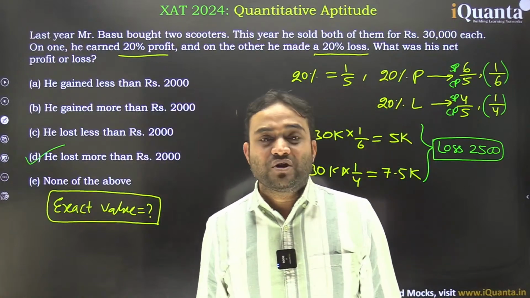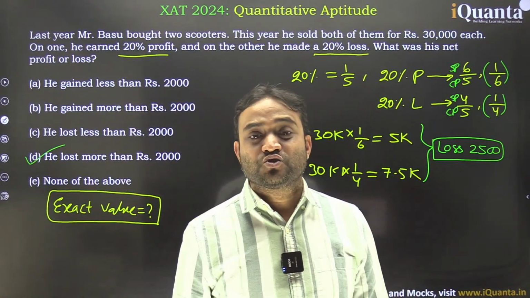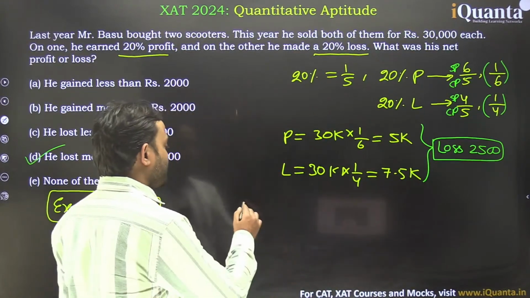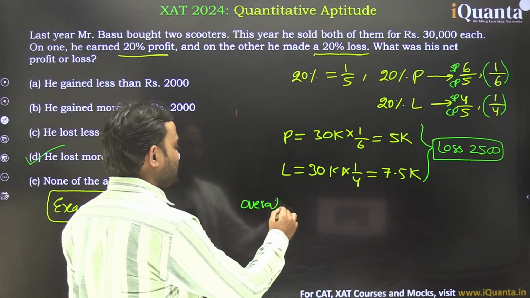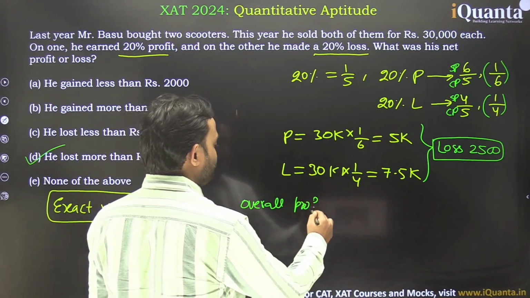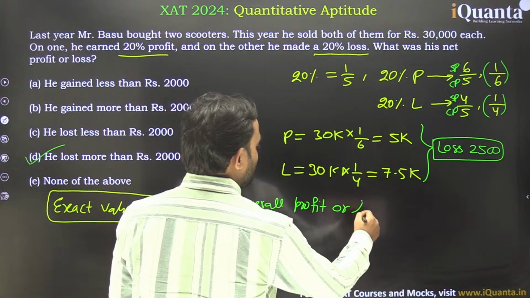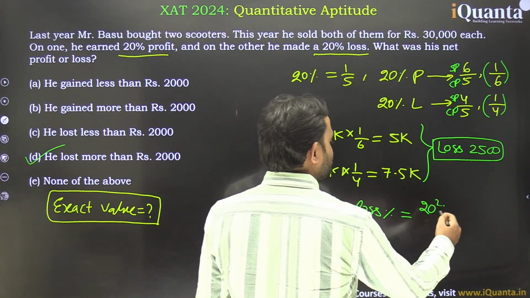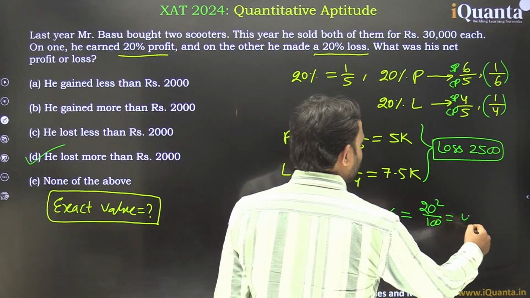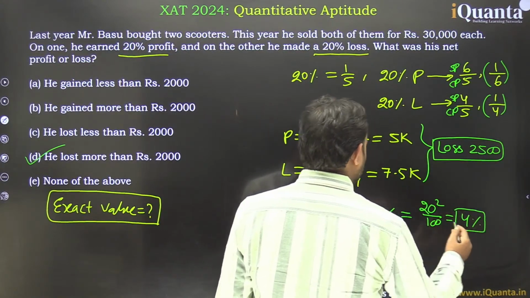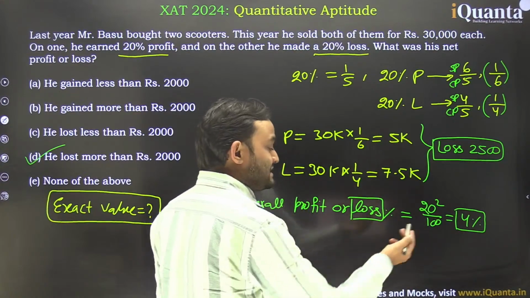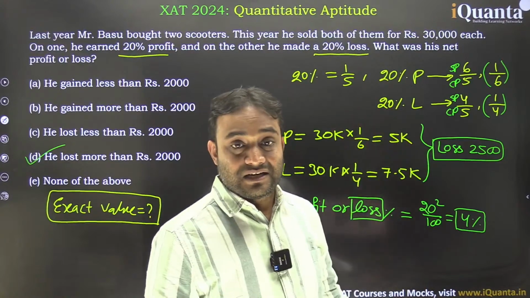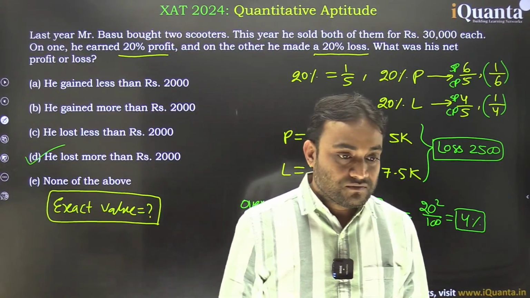The formula P square upon 100 is used to find the overall profit or loss percent. So if you want to find the overall profit or loss percent, this will be equal to 20 square upon 100, which is equal to 4%. This will be the overall loss. This is what's required, overall. But that is not necessary to find here.